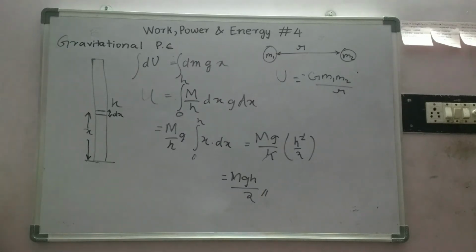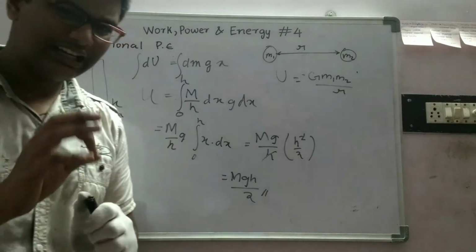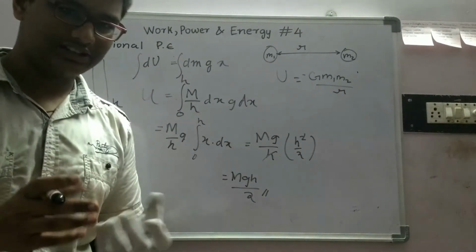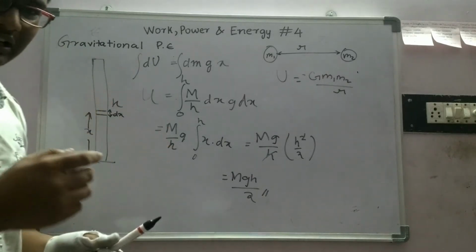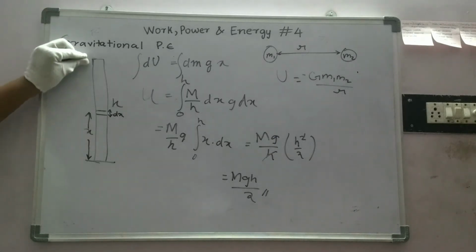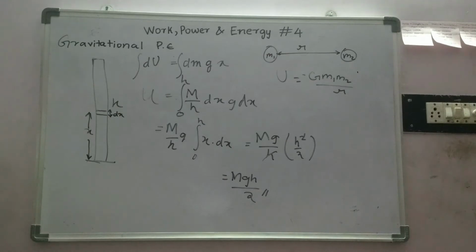So should we do all this for each and every problem? No, I'll show you a shortcut. Every time you are asked the potential energy of an object, immediately look at its center of mass. You know the basic definition of center of mass, where it gets balanced. In the next chapter, we'll study it in detail. In this case, the center of mass lies exactly in the middle.